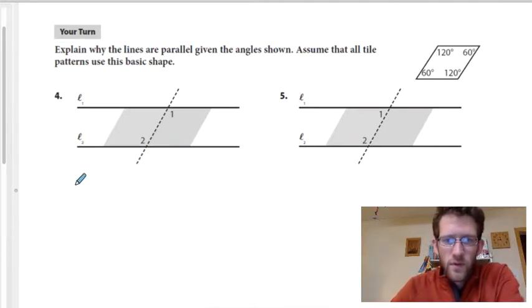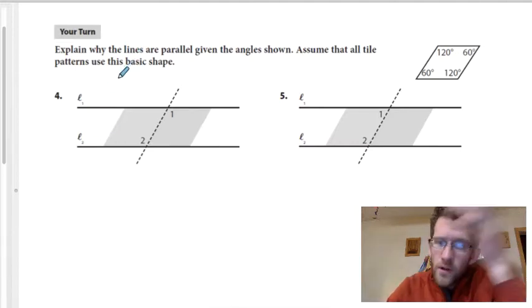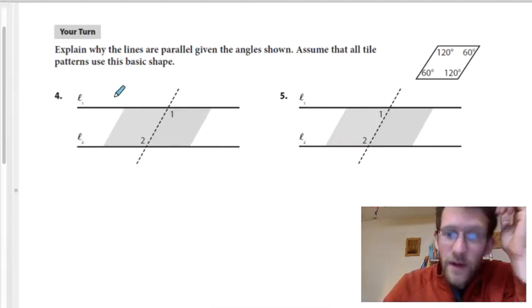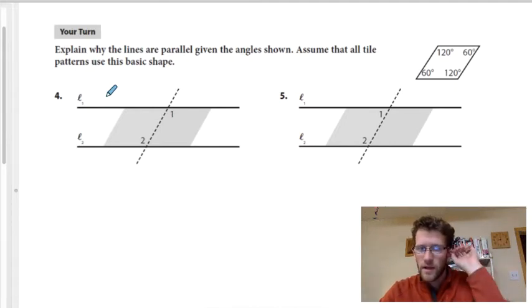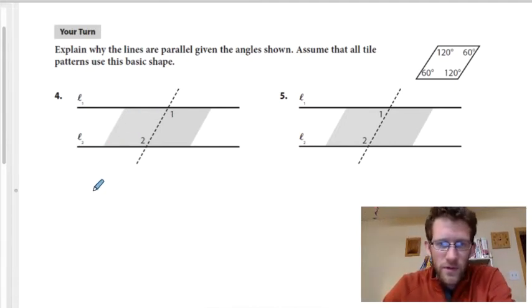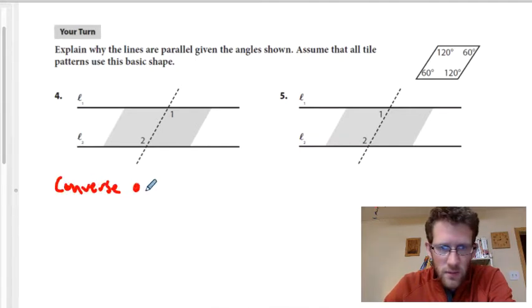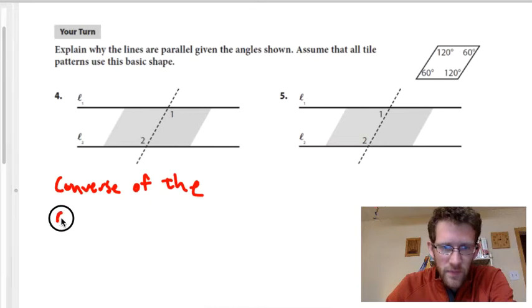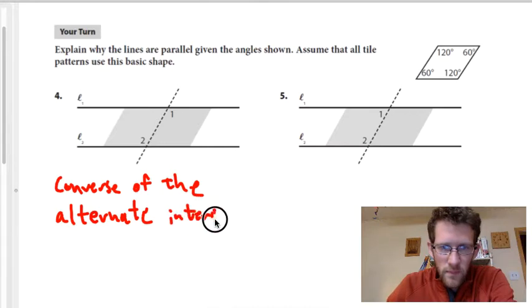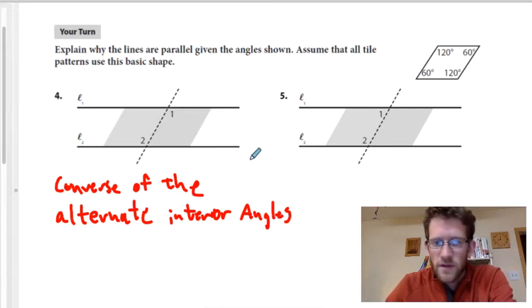So for this one, the conclusion is pretty obvious that the two lines are parallel, right? But the question is, how do we know? Explain why. And what we're going to use for this one is the converse of the, this one is alternate interior angles. Converse of the alternate interior angles theorem.